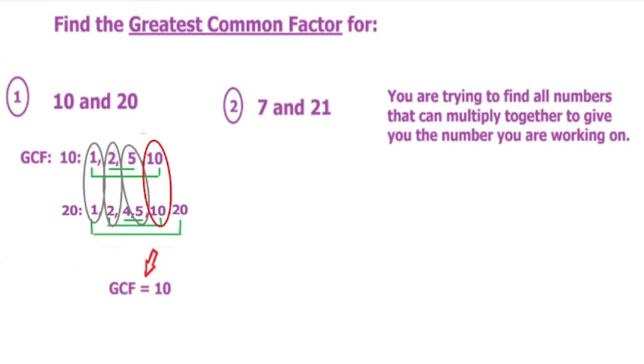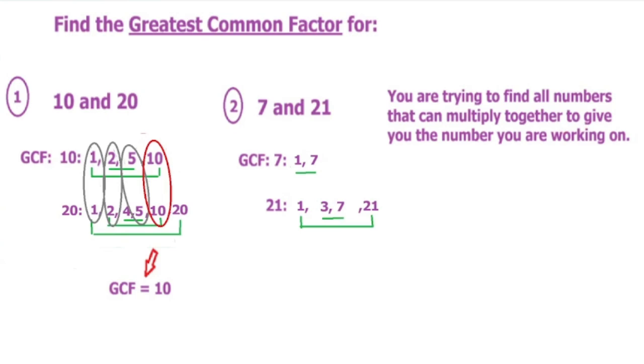Let's now work on 7 and 21. Let's start with 7. What goes into 7? Well, 1 goes into it and 7 goes into it, and that's it. That's a pair there. Now we can move down to 21. What goes into 21? 1 fits into 21 and 21 fits into 21. And 3 and 7 fit into 21.